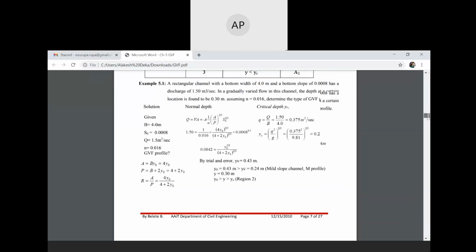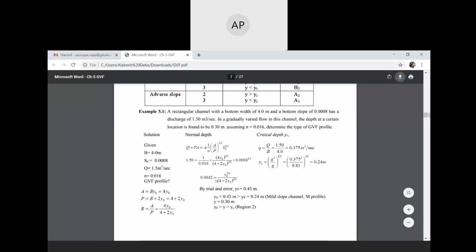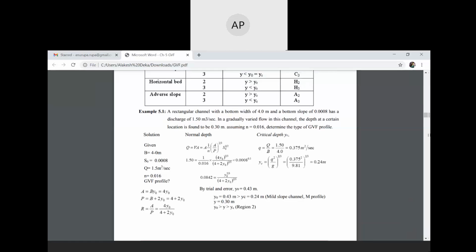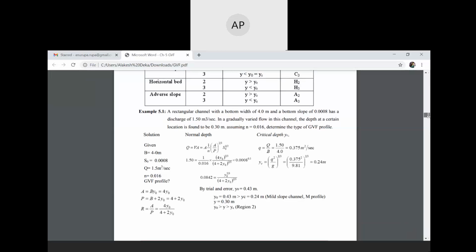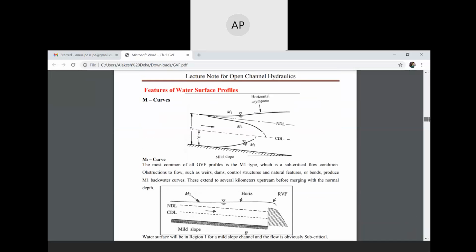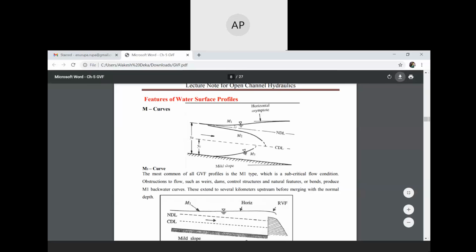One numerical is there. I think I have already discussed this numerical, isn't it? So I will not discuss this numerical today. Yes, M profiles. This is the figure of M profile. This is the situation where M1 profile exists. This is the situation of M2 profile in case of M profile, and this is the situation of M3 profile.